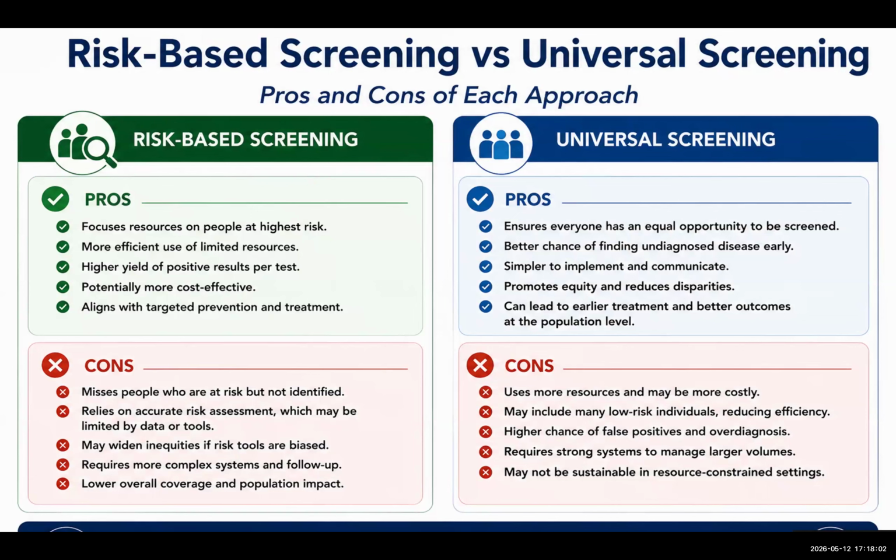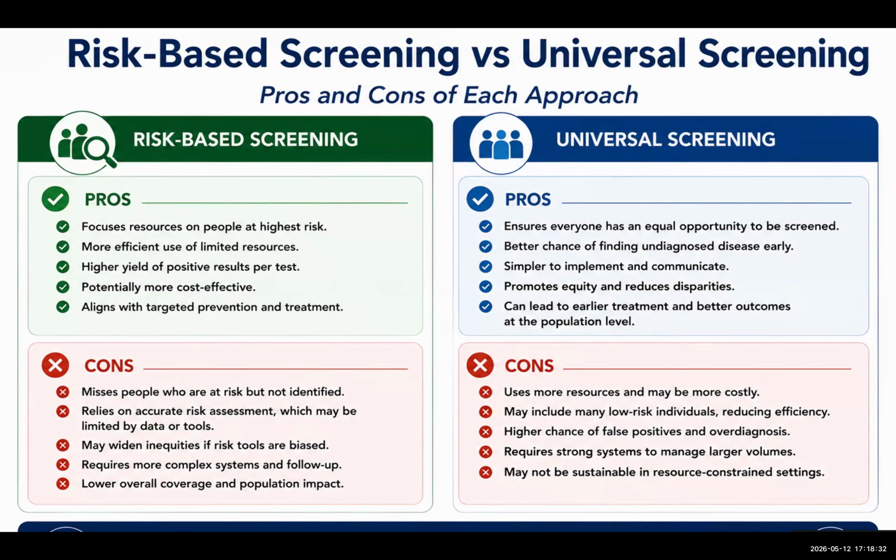You're going to include a lot of low-risk individuals, and that is going to decrease efficacy, and you're going to have a higher chance of false positives and overdiagnosis, as well as overtreatment for patients who may not have the disease. And if you're screening everybody and have a larger amount of people who are getting positives, you're going to need a strong system to manage that volume. And definitely it is not going to be sustainable in our resource-constrained setting.